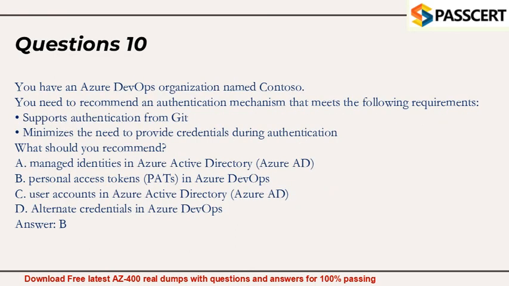Question 10. You have an Azure DevOps organization named Contoso. You need to recommend an authentication mechanism that meets the following requirements: supports authentication from Git, and minimizes the need to provide credentials during authentication. What should you recommend? A. Managed identities in Azure Active Directory, Azure AD. B. Personal Access Tokens, PATs, in Azure DevOps. C. User accounts in Azure Active Directory, Azure AD. D. Alternate credentials in Azure DevOps. Answer: B.